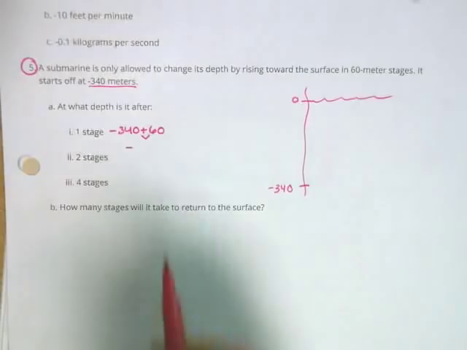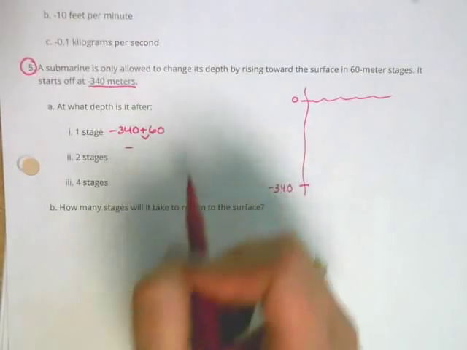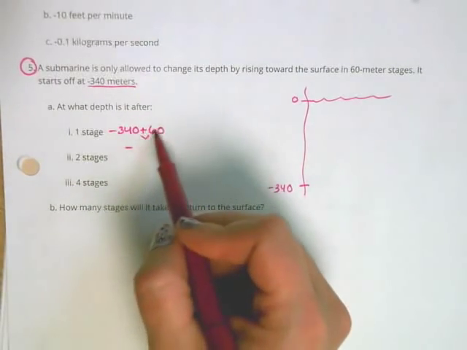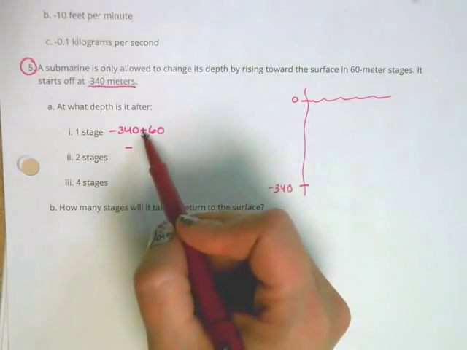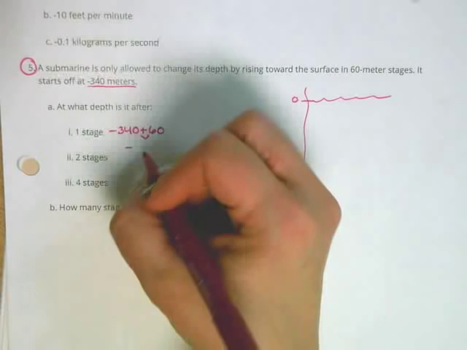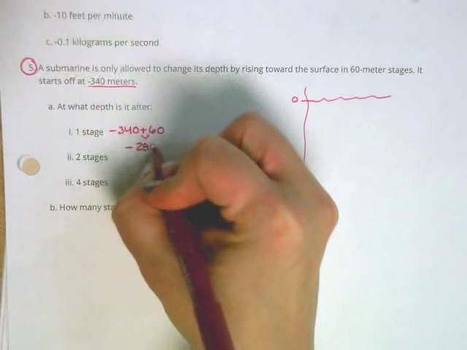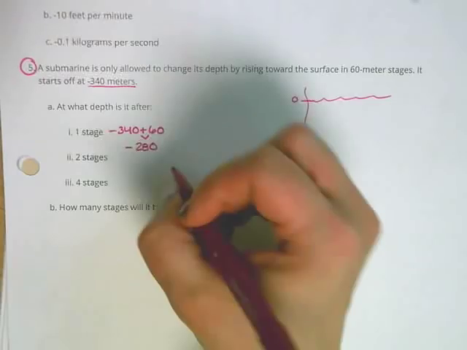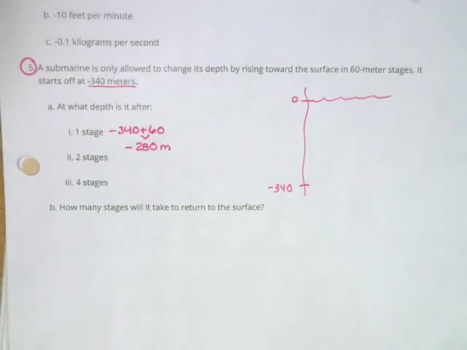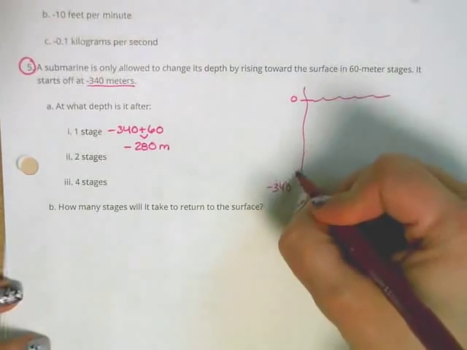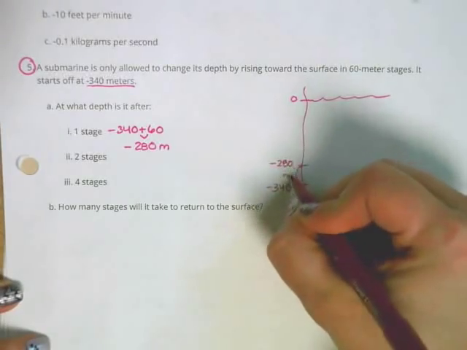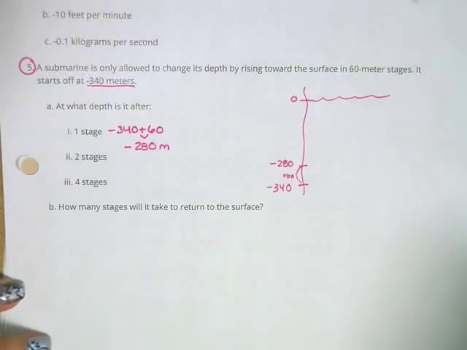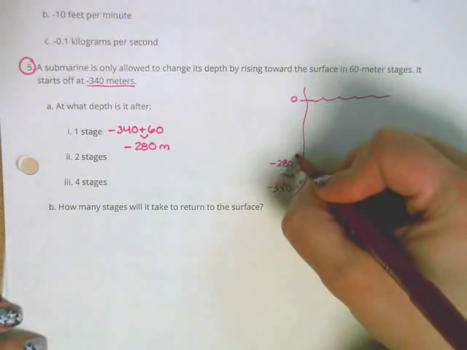And now when one's positive and one's negative, we still just subtract them in our heads. So 340 minus 60, well, we'd take away 40 to get to 300, and another 20 would be negative 280. And what's our depth? Meters. That's where we would be after one stage. So going up 60, we would still be at negative 280 right there.